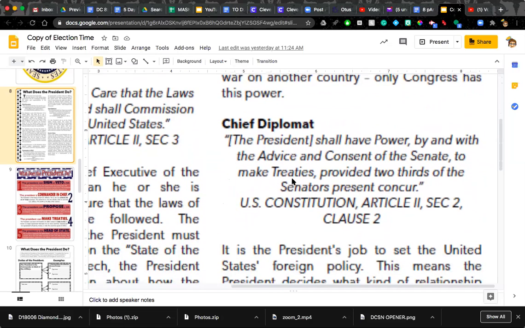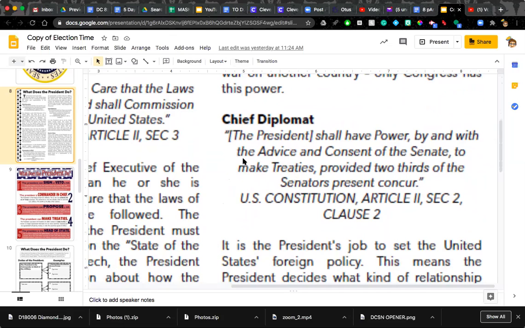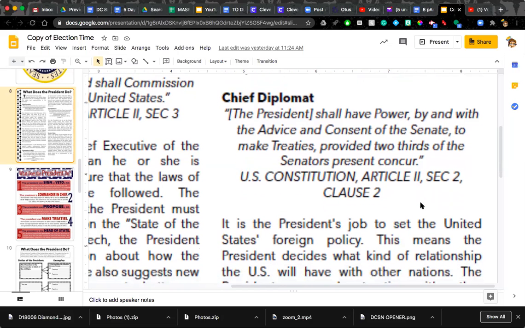He is the chief diplomat. The president shall have power, by and with the advice and consent of the Senate, to make treaties, provided two-thirds of the senators present concur. Concur means they agree. So he can decide to make treaties, but when they vote in the Senate, two-thirds of them, and there's 100 people in there, so about 66 of them, have to agree with the treaty that the president is making. He doesn't get to just do it all on his own. Constitution, Article 2, Section 2, Clause 2.